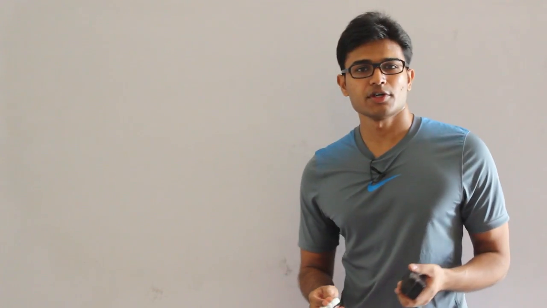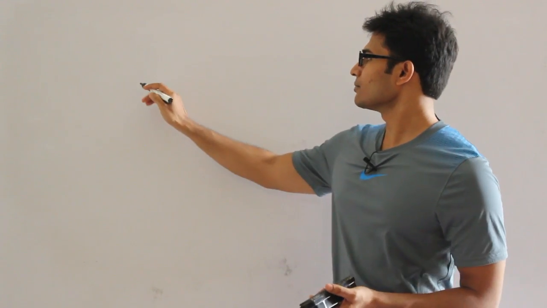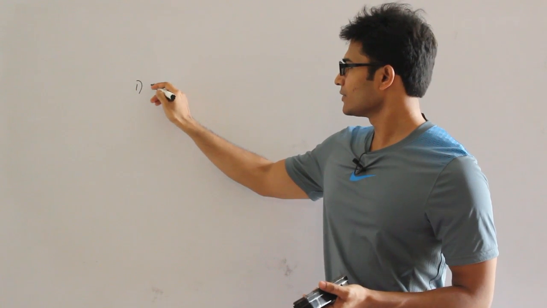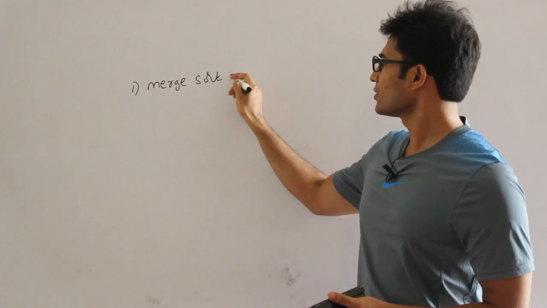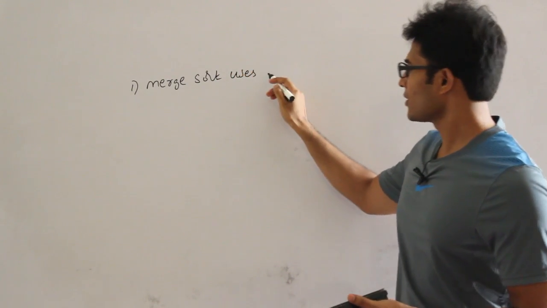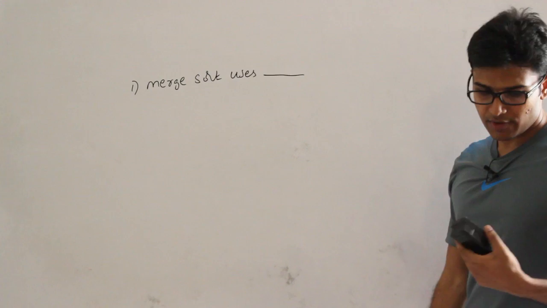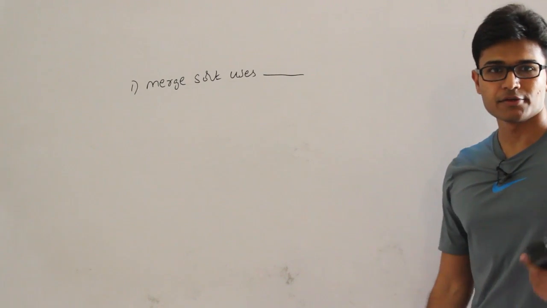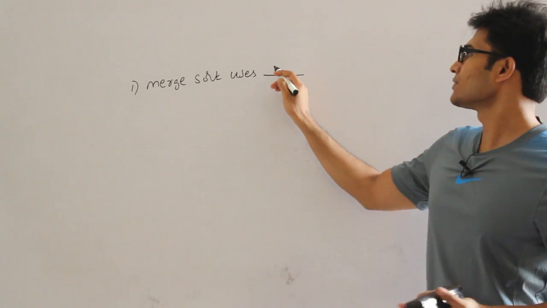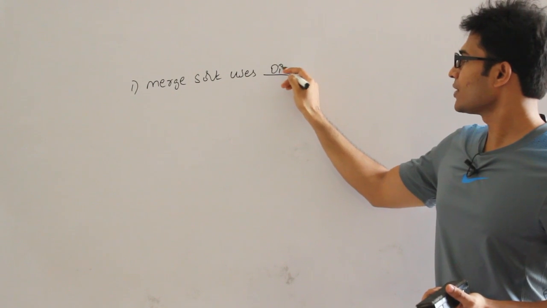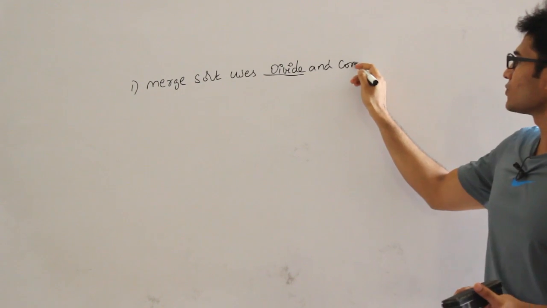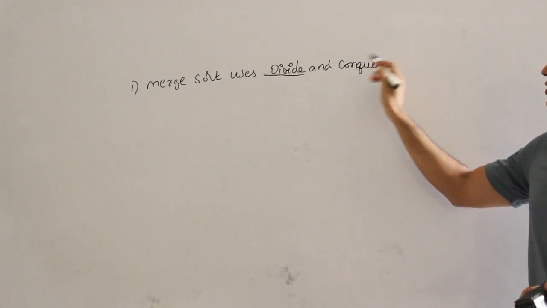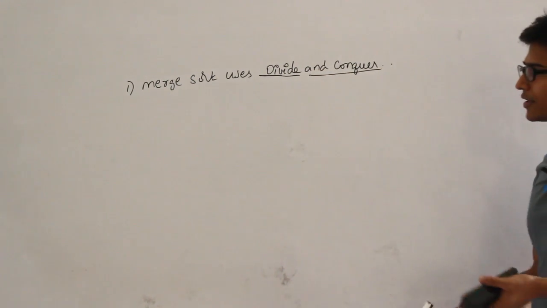Let's see some questions which have been asked in exams about merge sort. Question number 1 is: merge sort uses what paradigm? The options are divide and conquer, backtracking, greedy, dynamic. We have seen that merge sort uses divide and conquer. The reason is we divide the problem, solve it, and then combine the solutions. Therefore merge sort uses divide and conquer.